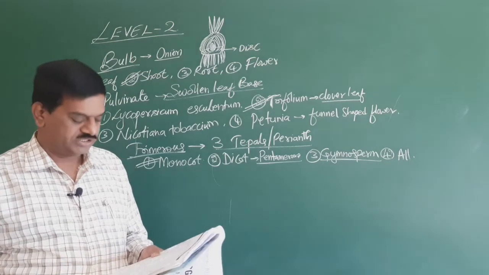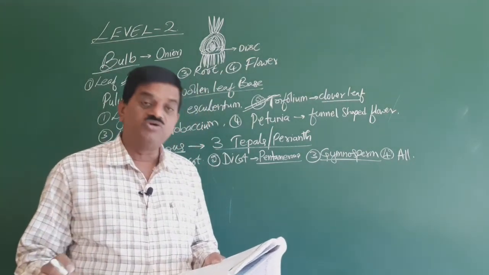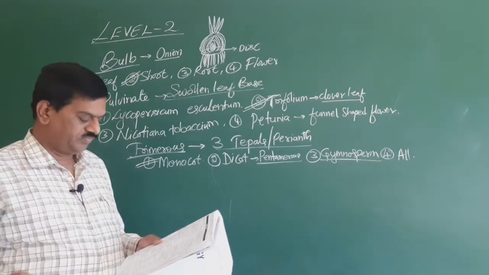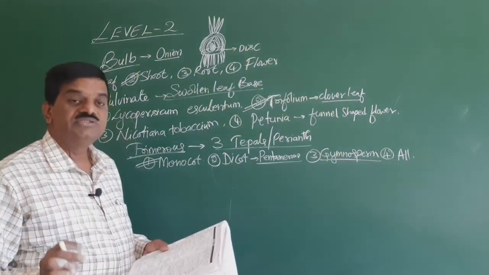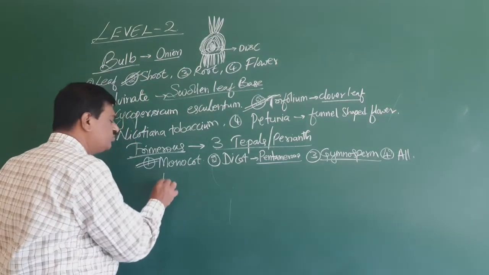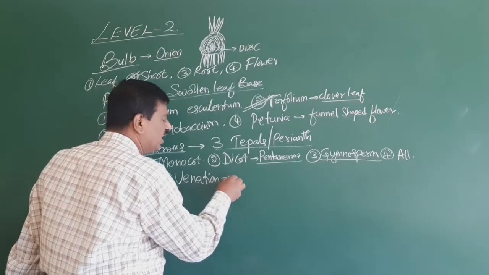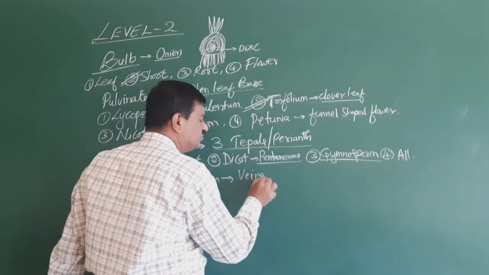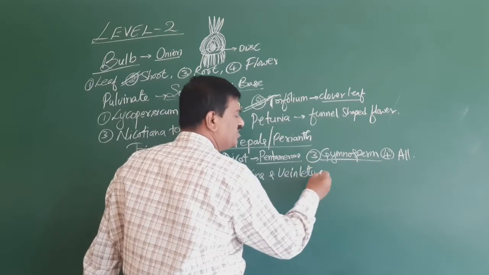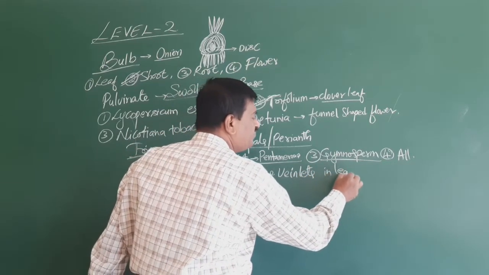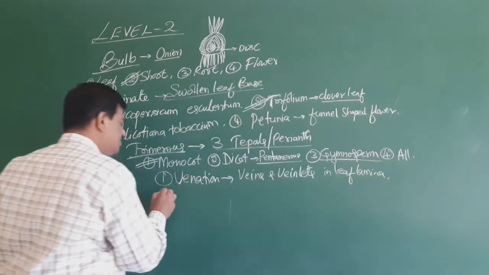Arrangement of leaves on the stem is the question. First option, venation. We know that the word venation is nothing but arrangement of veins and veinlets in leaf lamina. In leaf lamina, this is called venation.